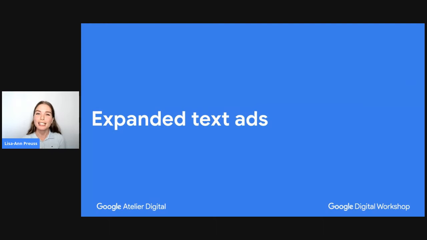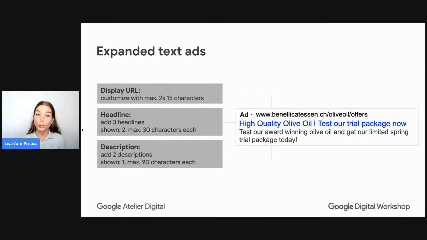First off, we'll look at expanded text ads. Now, as I'm sure you know, this is what a text ad can look like. At the top, we can see the display URL, which is made up of the actual website's URL, followed by a slash, and then up to 2 × 15 characters that you can customize, giving the user a sneak peek preview of where they'll end up if they are to click onto your ad.